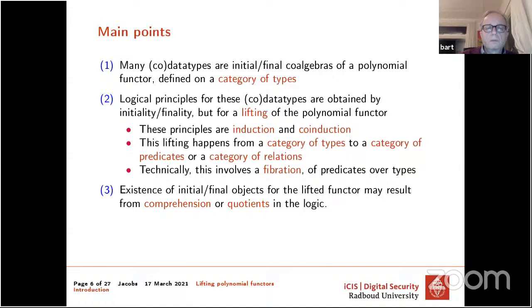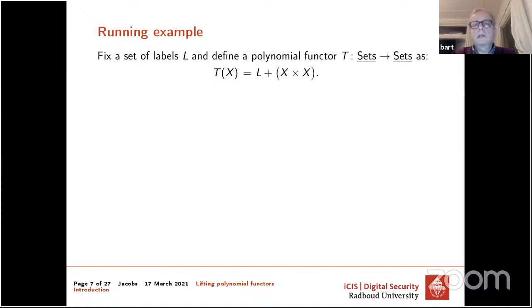So what's my running example? Let's take a functor T defined on the category of sets. T(X) = L + X × X. So L is a fixed set of labels, and if you're trained a little bit in this, you see certain kinds of trees associated with this functor. So the functor is like a signature for specific trees, and this is the whole idea.